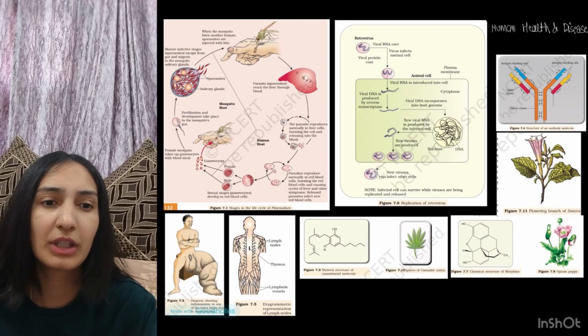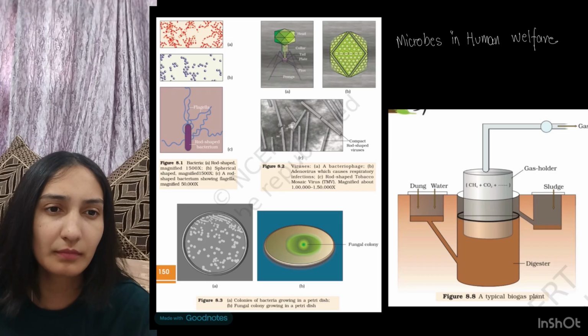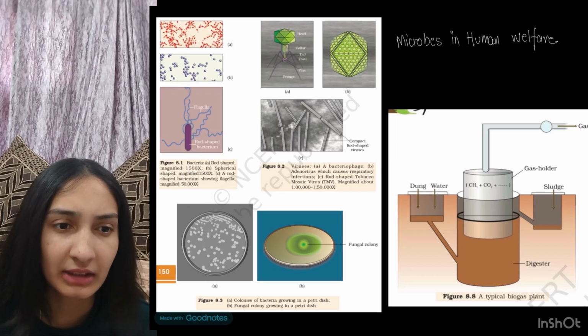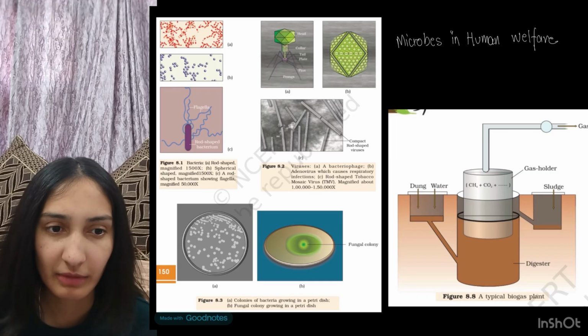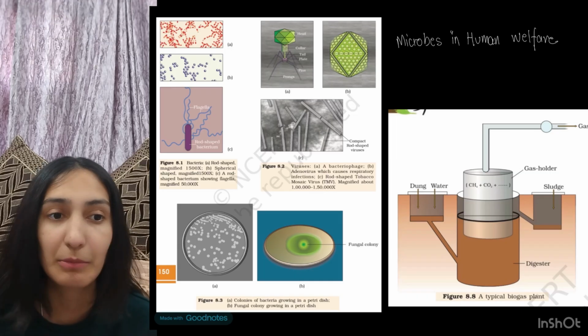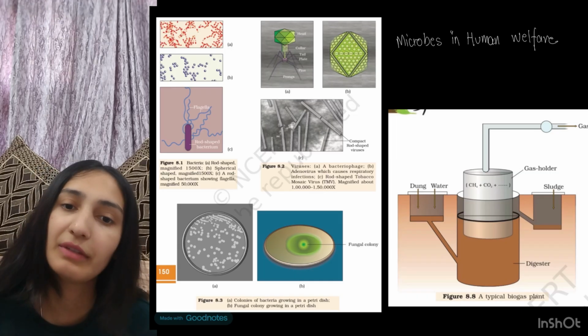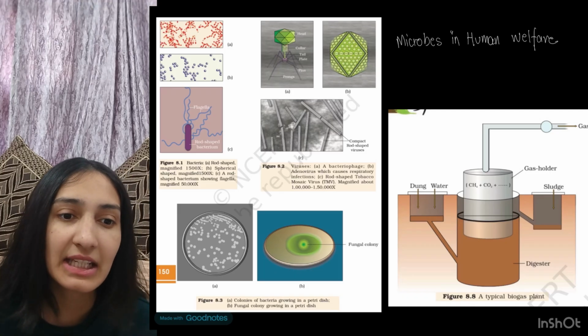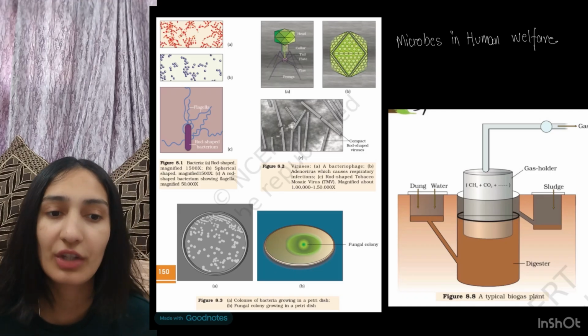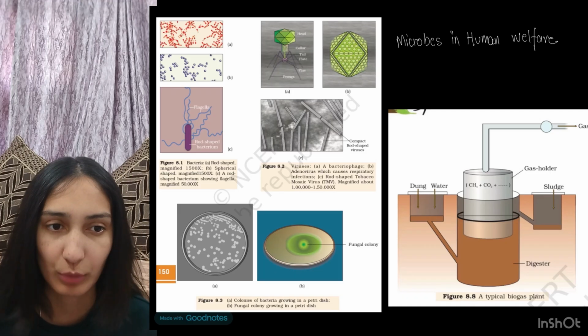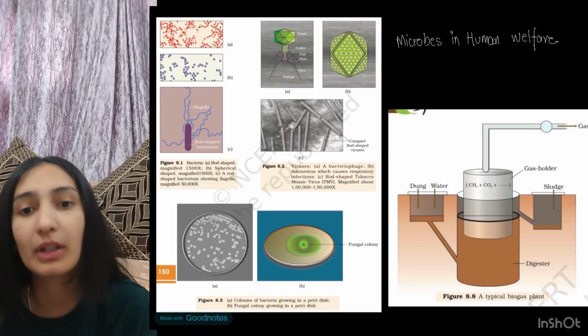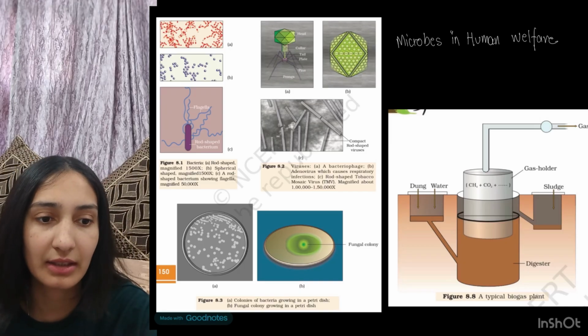Next is microbes in human welfare, wherein in figure 8.1 we have bacteria. A shows the rod shaped, which are magnified 1500 times. Then B is the spherical shaped, which are magnified again 1500 times. Then C is a rod shaped bacterium which shows flagella, okay, which is magnified 50,000 times. You can clearly see we have the flagella and we have the rod shaped bacterium. Okay.